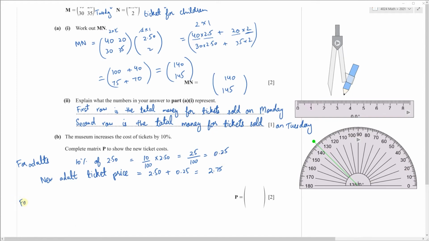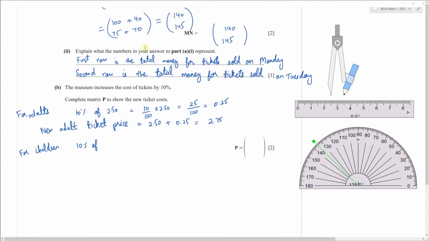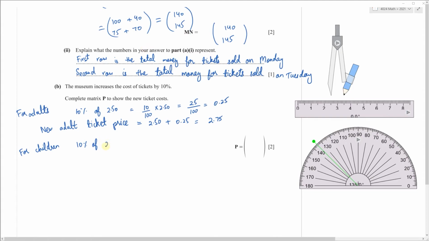And then for children, you will do the same thing. 10% of the price for children, which is $2. So you have to calculate 10% of $2. 10 over 100 multiplied by 2. This is 20 over 100. So this is 0.20.